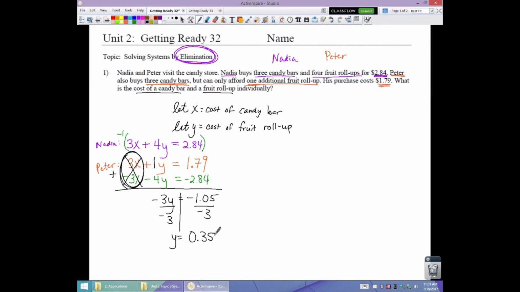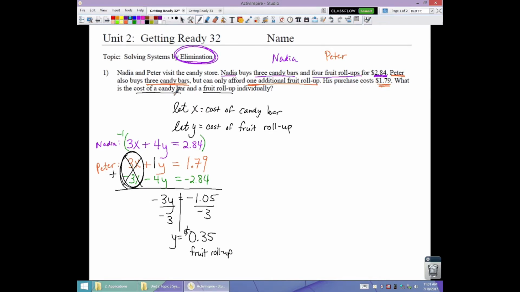Now, what's that have to do with the problem? If we go back to our let statements, y stood for the cost of a fruit roll-up. So we know a fruit roll-up costs 35 cents. But that's only half of the question that I was asked. I was also asked to find the cost of a candy bar.